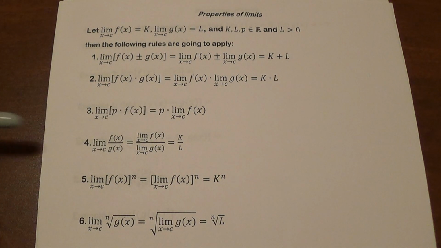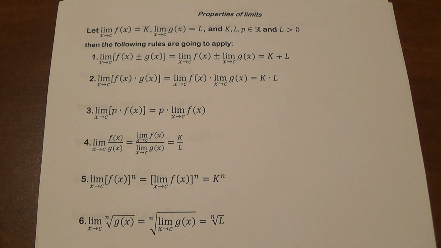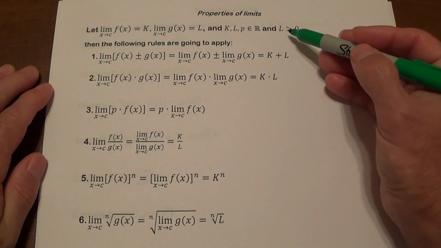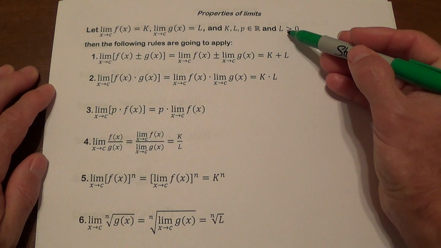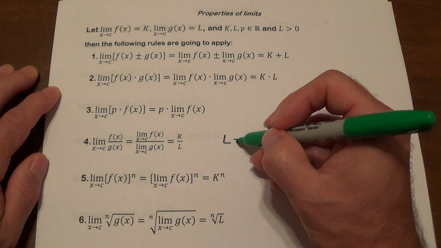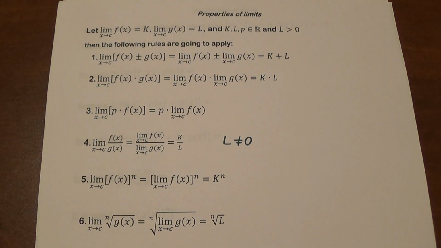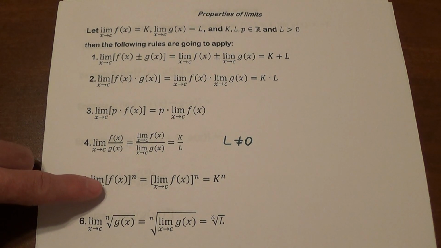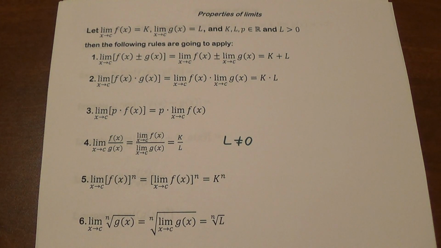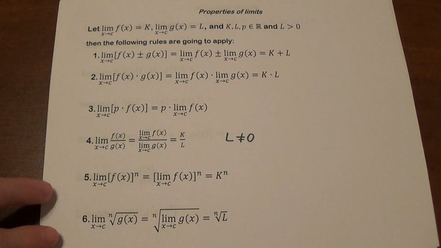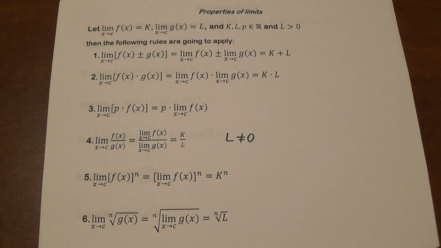The limit of a quotient of two functions is going to be the quotient of limits, and as I mentioned earlier, L is positive, so we're not going to have any issue with dividing by 0. Remember, here L cannot equal 0. Okay, and then you have the limit of a function raised to a power is going to be the limit of that function raised to the power, and then the limit of an nth root of a function is going to be the nth root of the limit of the function. So they're very simple, and we're going to do some problems now to see how this works.